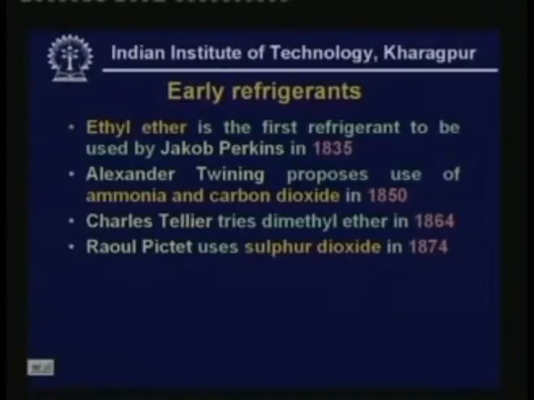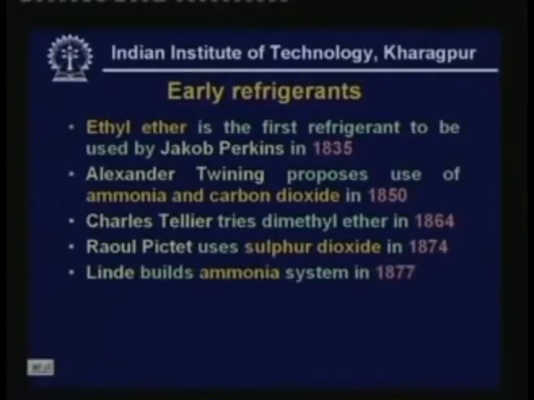Next, Raoul Pictet suggested the use of sulfur dioxide. In fact, he built several systems using sulfur dioxide. Sulfur dioxide is not an inflammable substance. In fact, it is a flame retardant. In addition to that, it also has the advantage that it acts as an auto lubricant. So, when you are using sulfur dioxide in a compression system, you do not need any external lubricant. However, the problem with sulfur dioxide is that in the presence of water, it forms sulfuric acid, and sulfuric acid is highly corrosive. So, it can damage the materials of construction. So, even though sulfur dioxide was used widely for about 60 years, later it was replaced by other refrigerants.